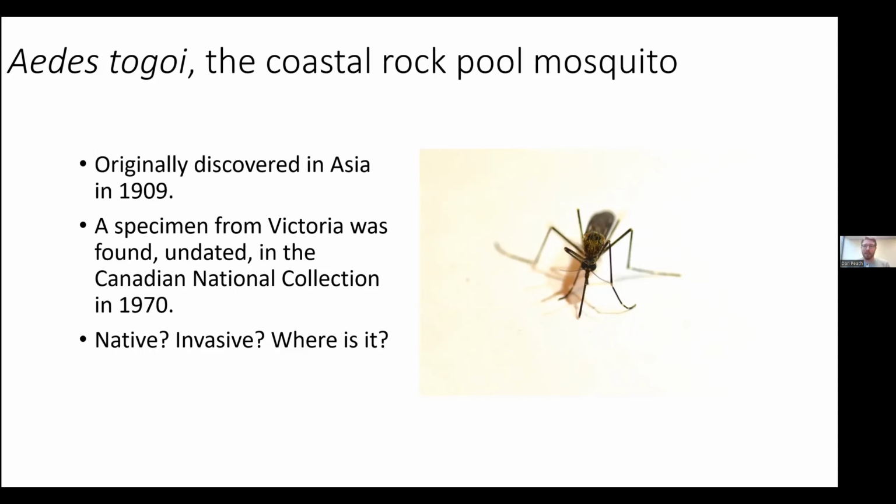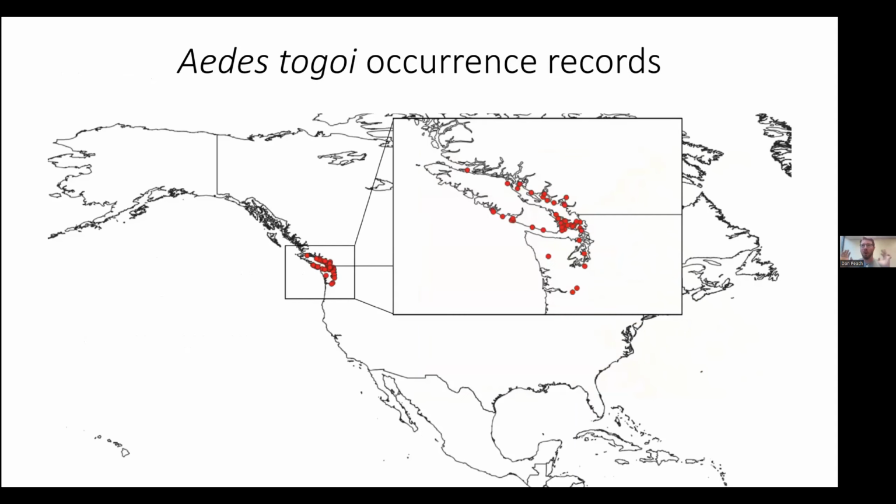Now, this person moved to Victoria in the early 1940s, and based on that and where this specimen was found in their collection, like the dates on the things around it, it could have been collected as early as the 1940s. But as soon as this was on people's radar, they went out and looked for it and found it all over the place, up and down the Georgia Strait and Puget Sound.